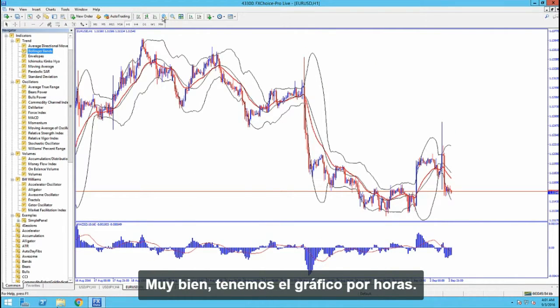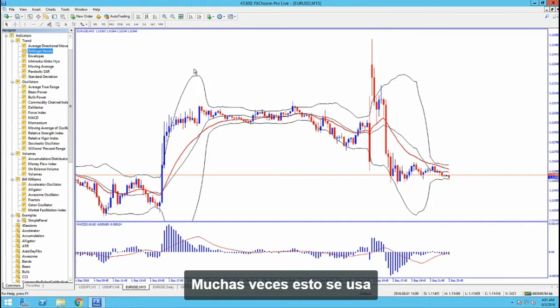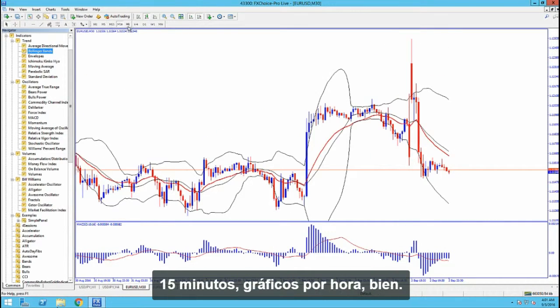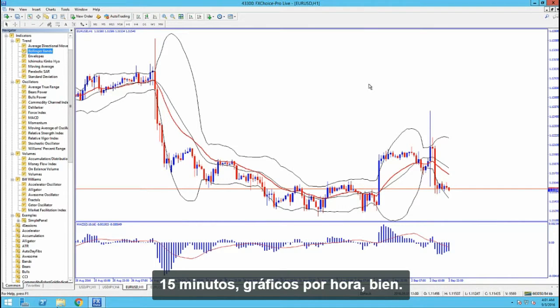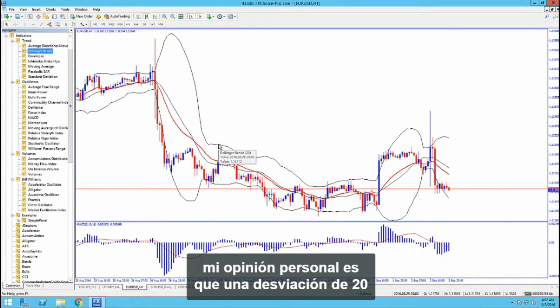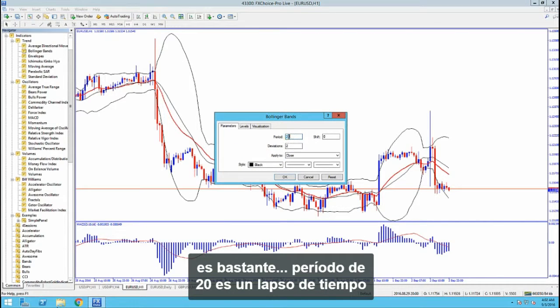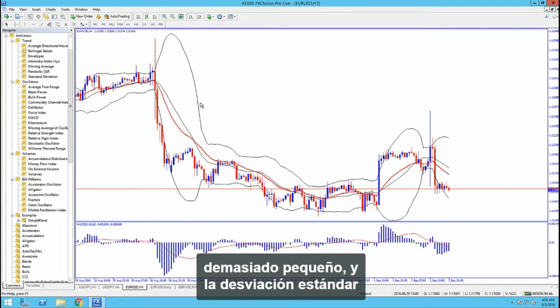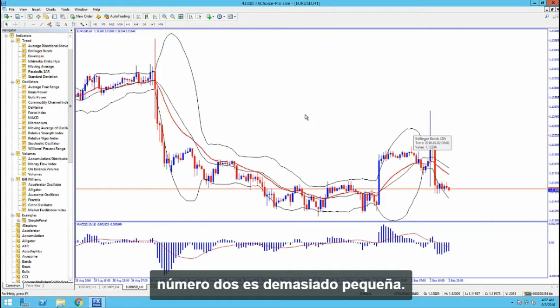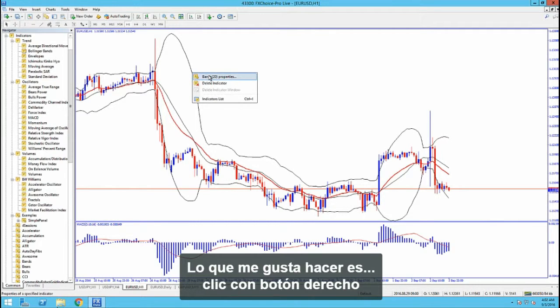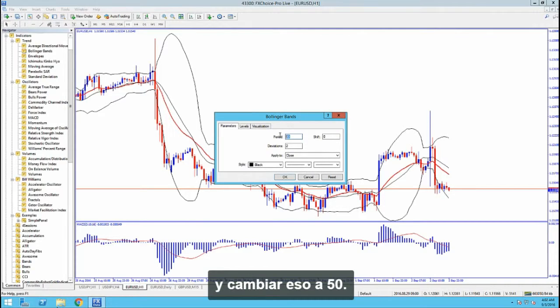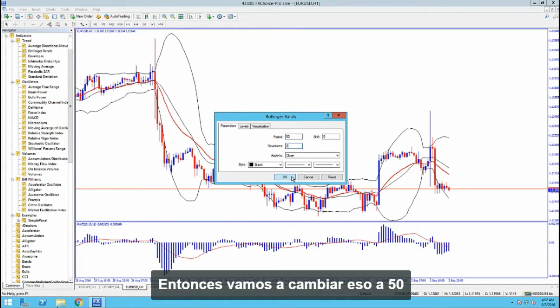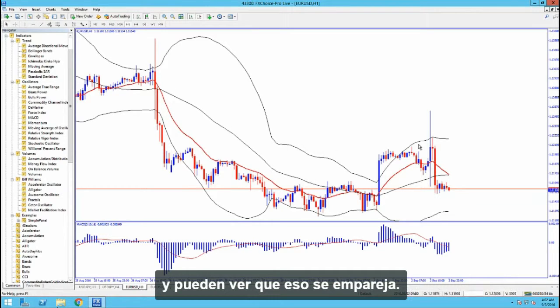Okay, we have the hourly chart. A lot of times this is used on a smaller time frame. 15-minute, hourly chart's okay. And what I like to do when I look at the Bollinger Band is, my personal opinion is the 20 period is way too small of a time frame, and the number 2 standard deviation is too small. What I like to do is right click and change that to 50. So we're going to change that to 50, and you can see it smooths it out.